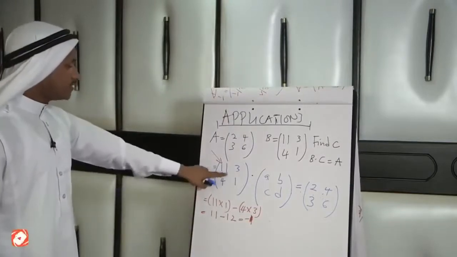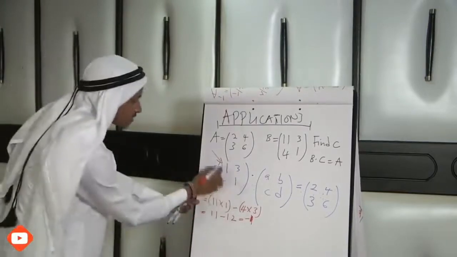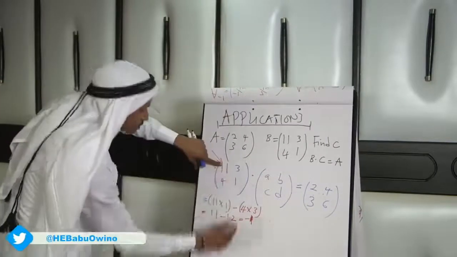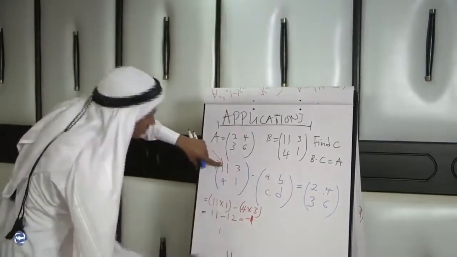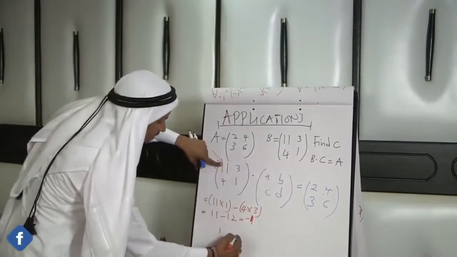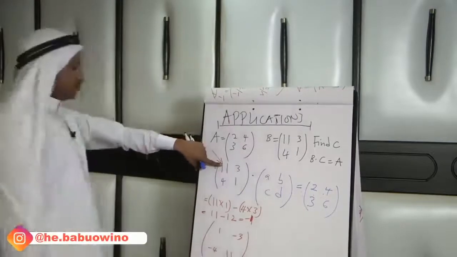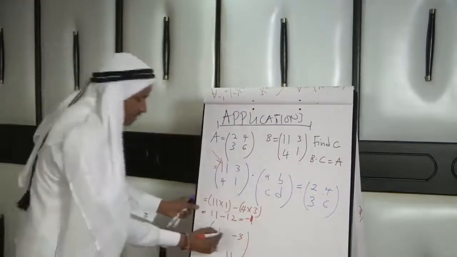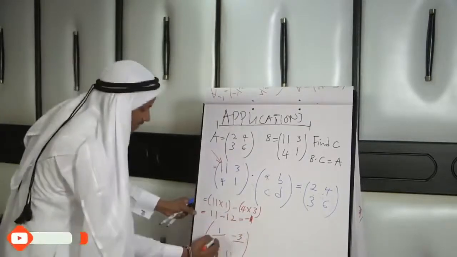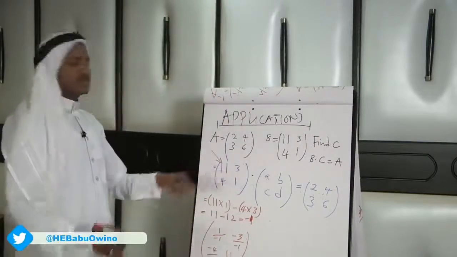Therefore, what is the inverse of this matrix? For the inverse of this matrix, you change the leading diagonals, you swap, you interchange. 1 comes up, 11 goes down. Then for the other diagonal, you only change the signs: minus 3, minus 4. And then you divide by the determinant, which is minus 1.